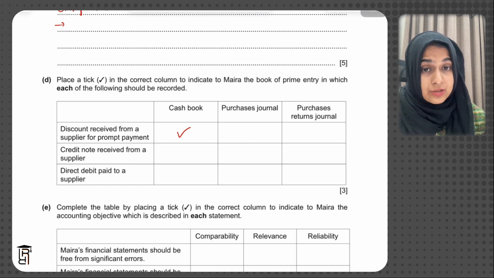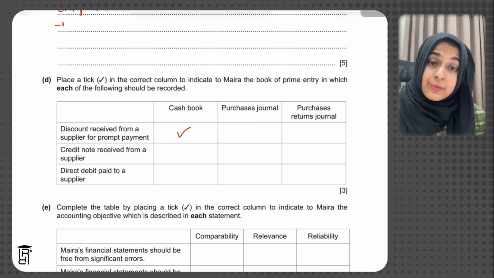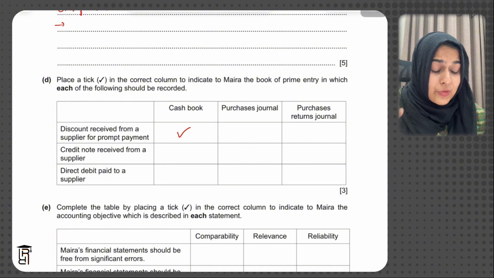Discount received is a cash discount. It's a discount that is received at the time of payment. Whenever we are paying the supplier, at that time we receive this discount, that is cash discount, and cash discount received is one of the cash discounts. So cash discount is always recorded in the cash book. There's a discount received column in the cash book.